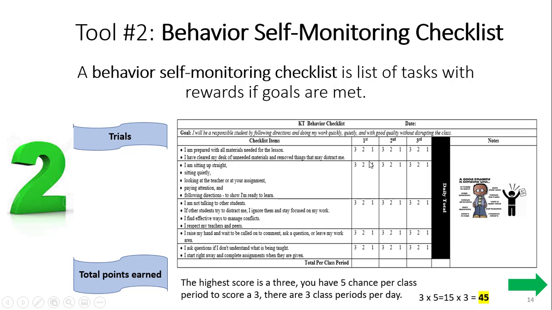So you have opportunities to do this during first, second, and third periods. You have the opportunity to score as high as 3 each time. That means the highest score you can get is a 3. You have 5 chances to complete that throughout the period. And there are 3 class periods per day, which means 3 times 5 is 15, and 15 times 3 is 45. You can score a total of 45 points per day on this checklist.